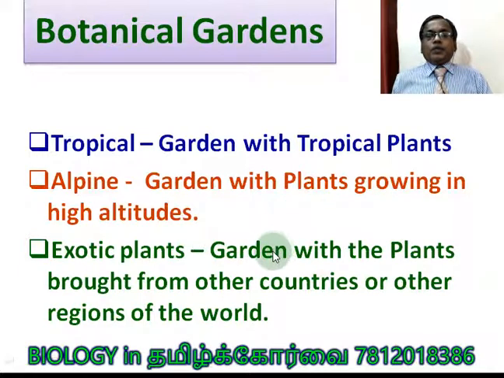Exotic plants. Garden with the plants brought from other countries or other regions of the world, then they are exotic plants. Suppose we are bringing one plant from China, then it is said to be an exotic plant, from another country. Okay, in the same way, suppose we are bringing one plant from America, then it is called an exotic plant.